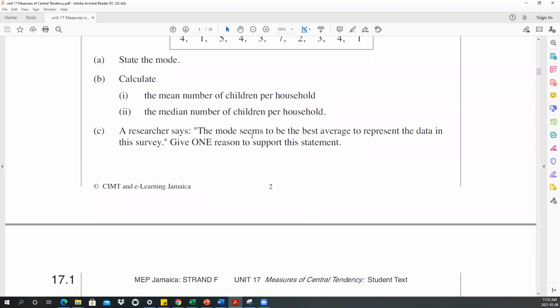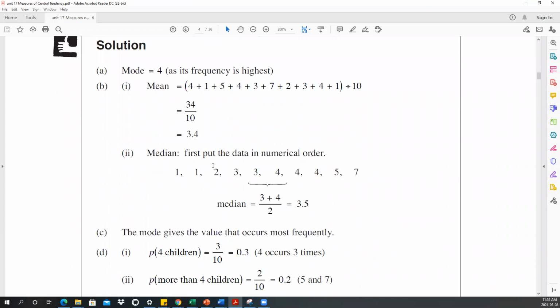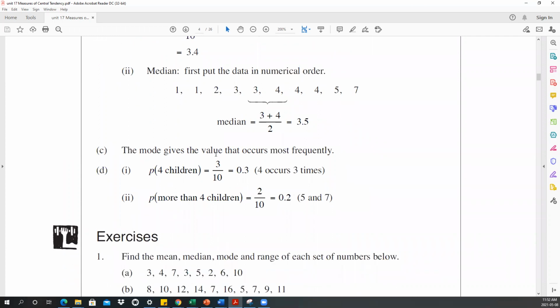The researcher says the mode seems to be the best average to represent the data in the survey, give one reason to support this statement, and their reason is that the mode gives the value that occurs most frequently. I don't know how that is a strong reason, but I'll work with it for the time being.